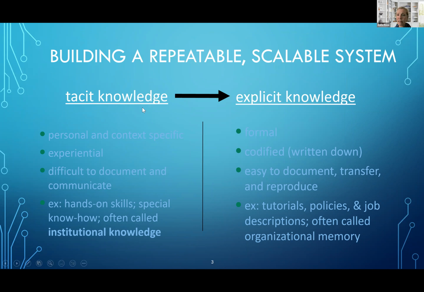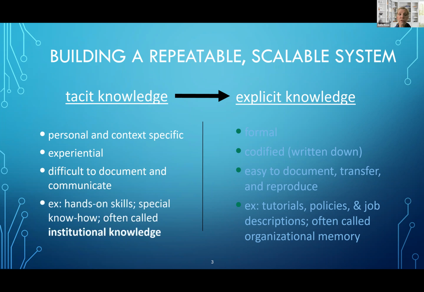One is tactic knowledge, the other one is explicit knowledge. Now, tactic is really a type of knowledge that you experience, the know-how, right? So we can look at some of the ideas: personal and specific context, something that's very personal to you, difficult to describe, experiential, the application of something, the whole experience. It's difficult to document and communicate, sort of like hands-on skills, special know-hows, and this is often called institutional knowledge.